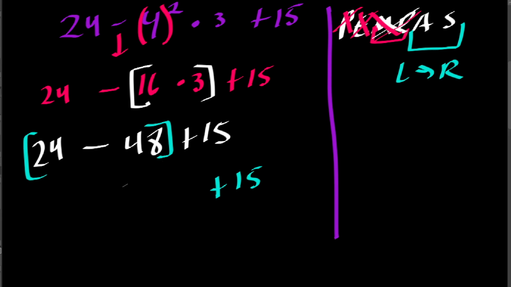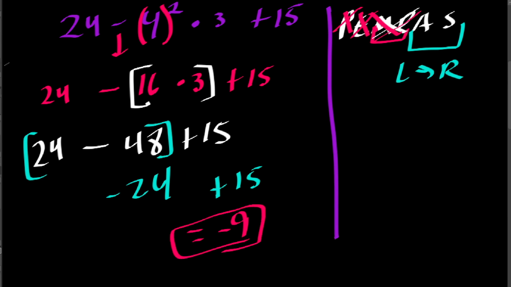So 24 minus 48, which gives me negative 24. Now I'm going to add 15, and then I'll be finished. So negative 24 plus 15 is negative 9, and that's our answer. Let's do a couple more. Maybe one more, we'll see.